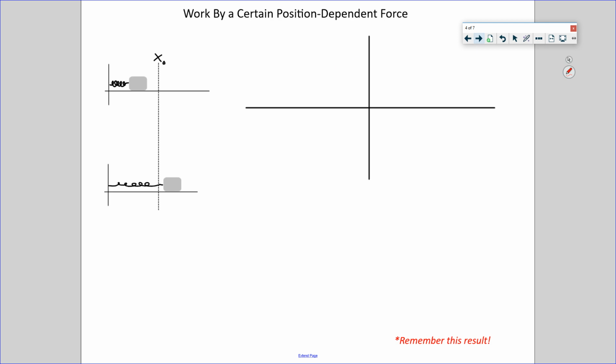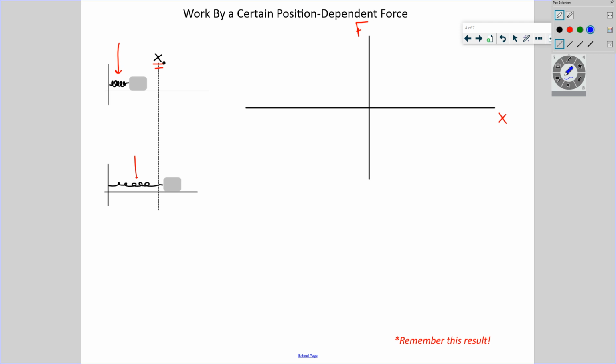Here's a certain kind of specific position-dependent force. We're going to look at the work done by a spring on a mass. Here we have a spring that's compressed. Here we've identified the mass's equilibrium position. When the mass is at that position, the spring is not compressed or stretched at all, and therefore applies no force. Let's look at the force applied by the spring as a function of position.